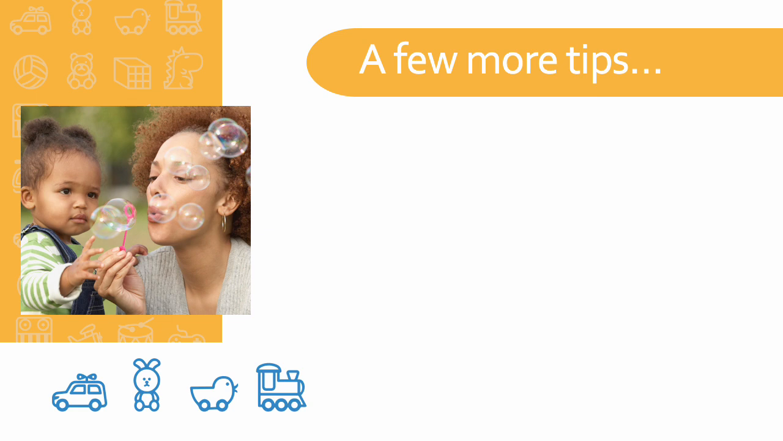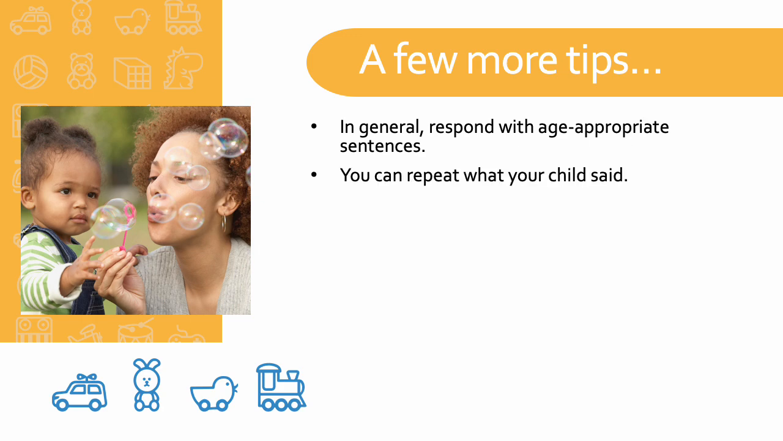Now, let's talk about making the most of your response. In general, we want to respond with age-appropriate sentences. That means you say sentences that are focused on the moment at hand. For example, if your child is playing with blocks and they look at you and say, "Blocks," you would respond by talking about the blocks. In these moments, you can repeat what your child said, or you can add additional words. An example of this would be if the child said ball and you replied with, "It is a red ball," providing them with additional language.